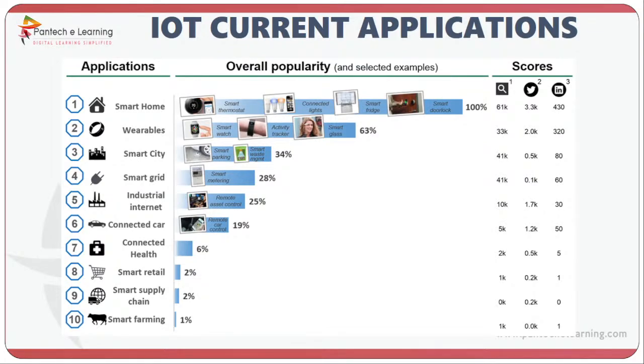And then smart supply chain. In this part, we are already using it mostly in shipment. And then smart farming. In agriculture, most people in foreign countries are already using IoT. In future, most people around the world may use this IoT for smart farming and smart agriculture.